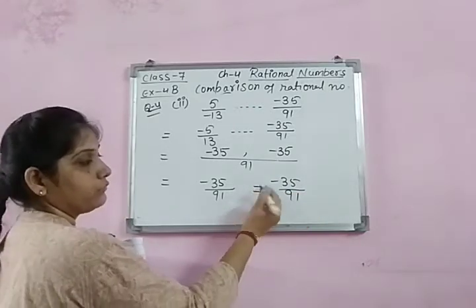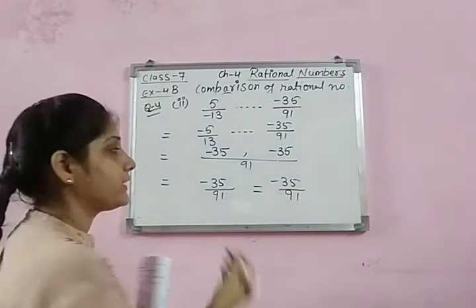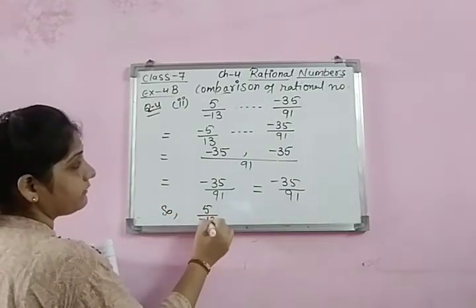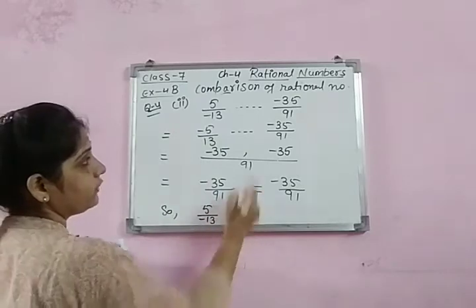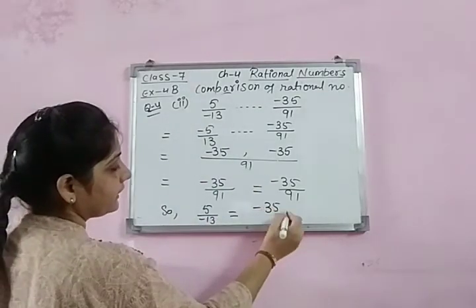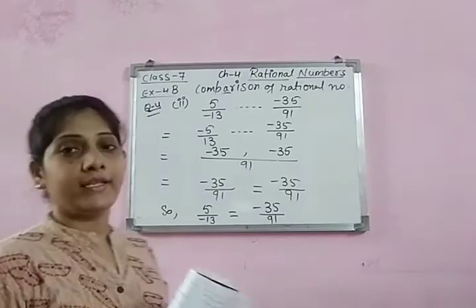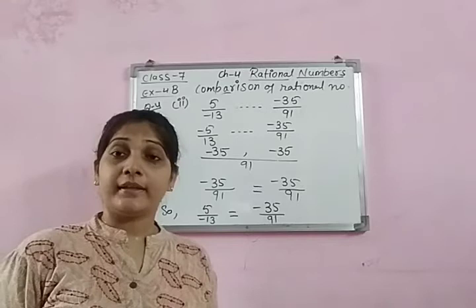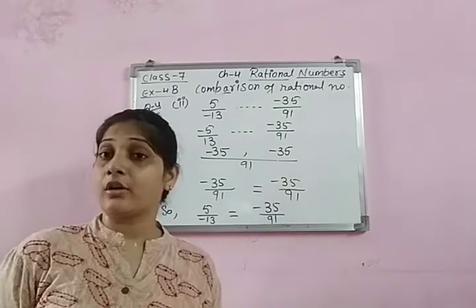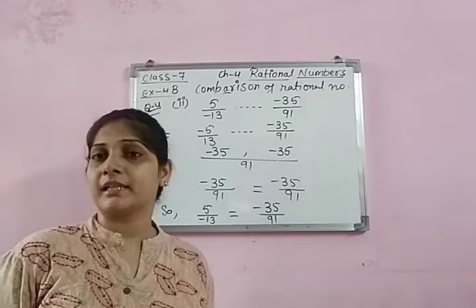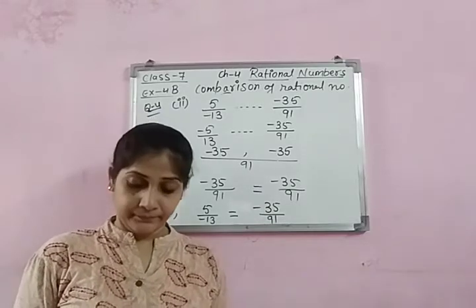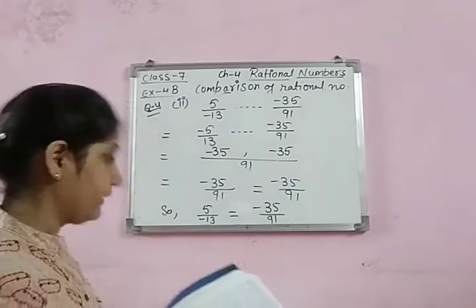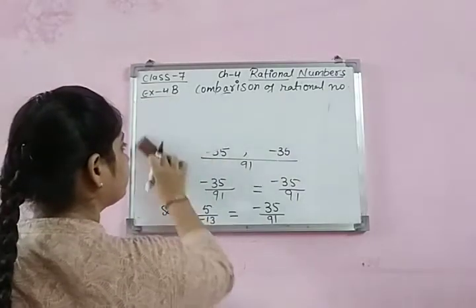So what do you think? Both are equal. There is no difference. So we can say that whatever rational numbers are given, 5 by minus 13 is equal to negative 35 by 91. Okay. So in this way we can compare the numbers when two rational numbers are given. Still we are not talking about when many rational numbers are given. How can we compare? So let's do one more question of this so that it's clear to you, children.